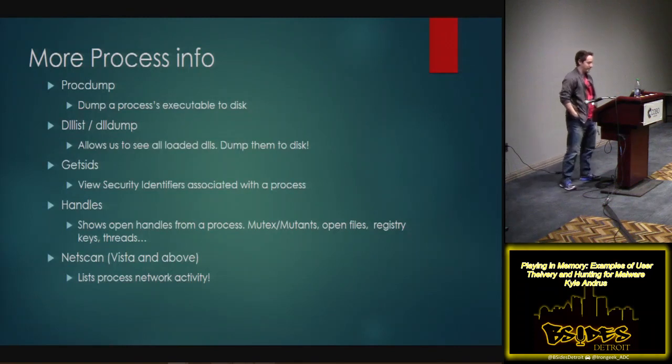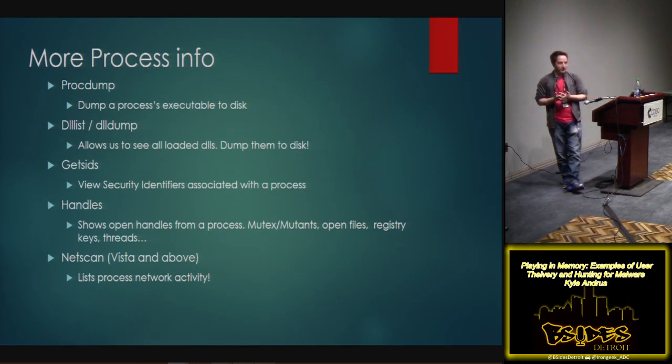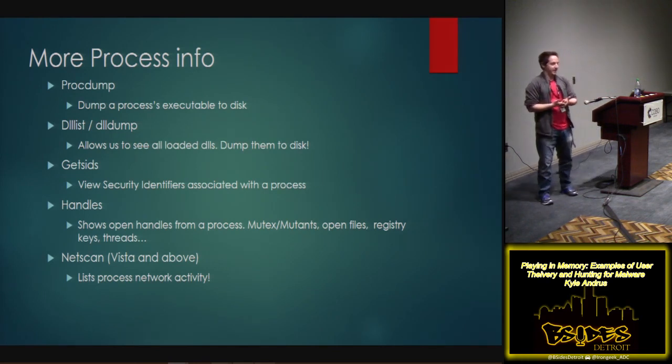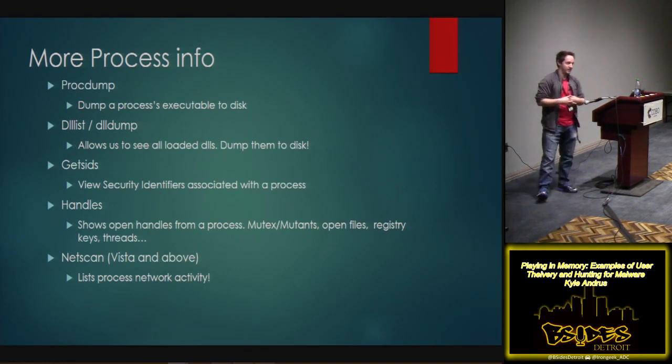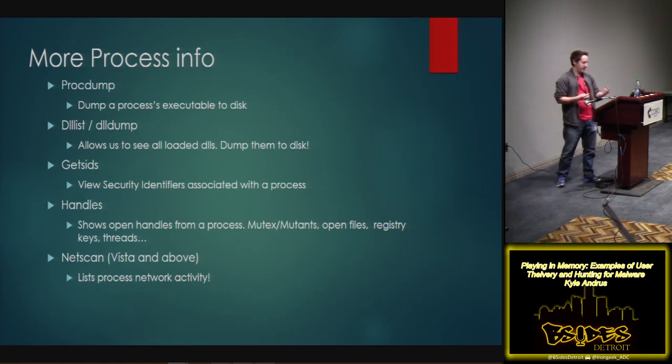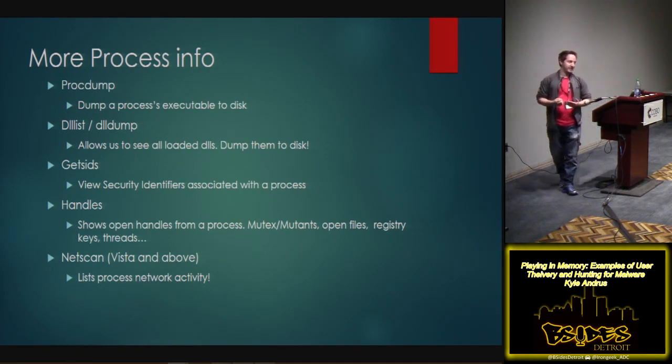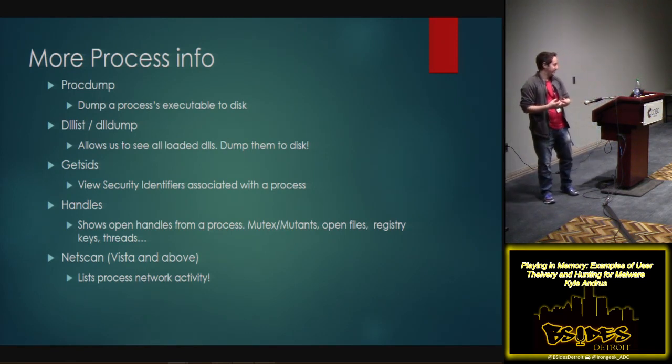Some more process info: procdump. If we find a process we're interested in, we could actually just dump it out to disk. This is pretty neat because if you're a reverse engineer and you don't want to go through the steps of trying to unpack an executable and then go through it statically, if you find the process running in memory, you can dump it, and the only thing you have to do is fix the import address table, or the IAT, and you can basically just throw it into your static debuggers.